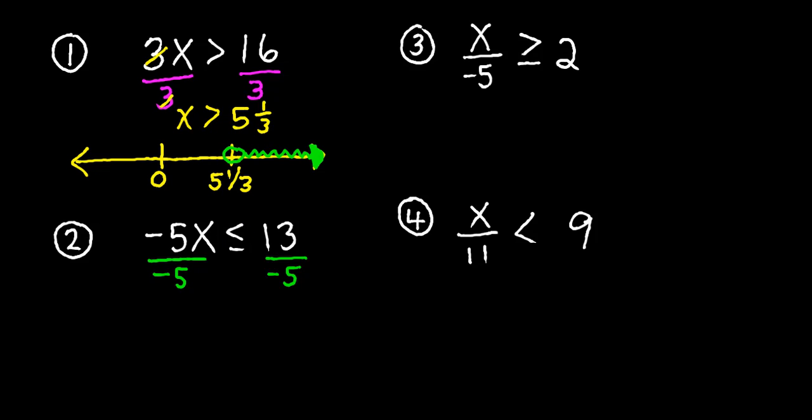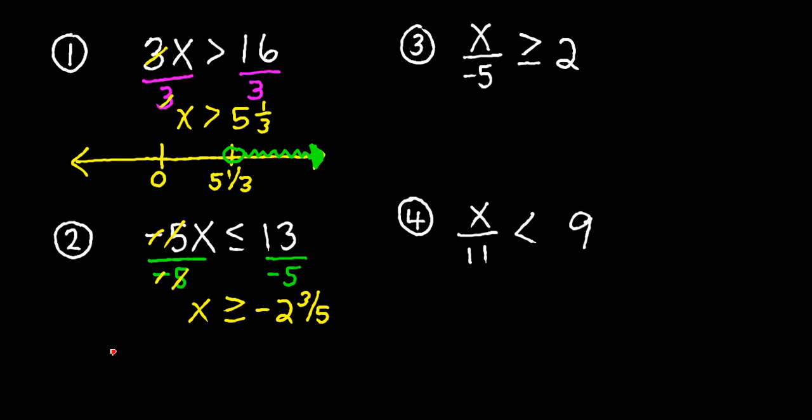So the very first thing I'm going to do is I'm going to turn the less than into a greater than. If I have an or equal to part, this little horizontal line, I'm going to keep it. Then I'm going to go ahead and simplify. These two -5's cancel out. I'm left with x is greater than or equal to -13/5. Well, I'm going to go ahead and simplify that to -2 3/5.